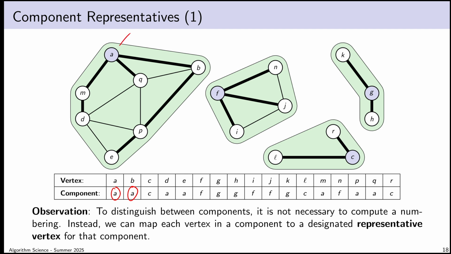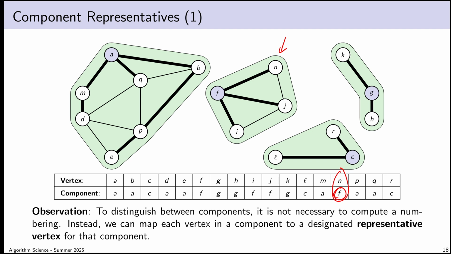And if we want to distinguish between components, we could just list each vertex along with its component's representative. So A has been elected the leader of component 1. And that means if I look up any vertex in component 1 in the table, the table just tells me this vertex is a member of the same component as vertex A. If I go look up, let's say, vertex N, I can see that the table tells me this vertex is a member of the same component as vertex F.